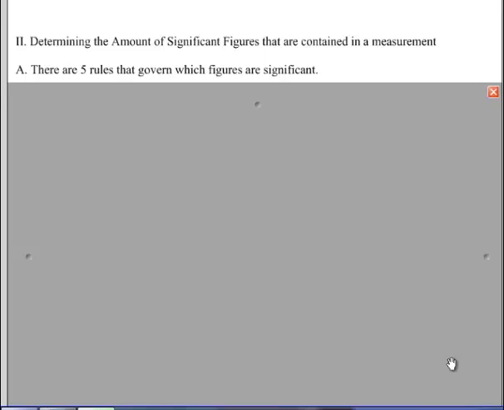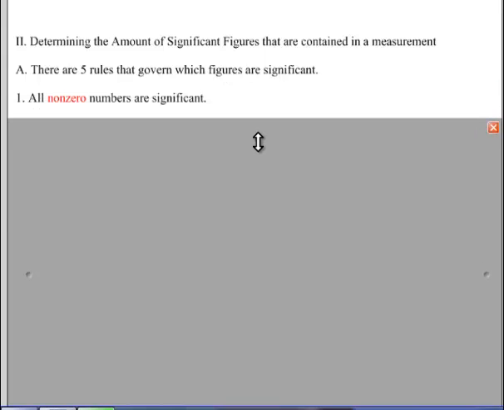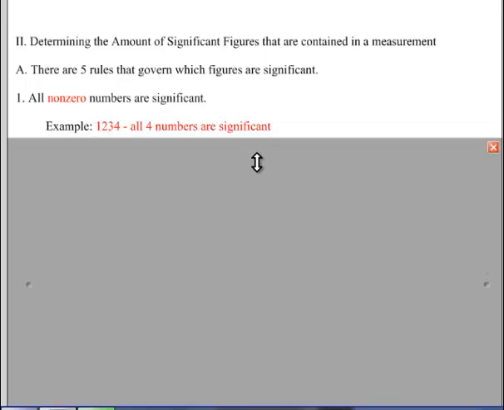Before learning how to make calculations and round your answers with the right number of significant figures, you first have to be able to determine the amount of significant figures that are contained in a measurement. There are 5 rules that govern which figures are significant. When you're looking at a number, all non-zero numbers are significant. For example, in the measurement 1234, these are all non-zero numbers, so all 4 numbers are significant. So if I asked you how many significant figures are in 1234, you should be able to tell me that that's 4 significant figures.